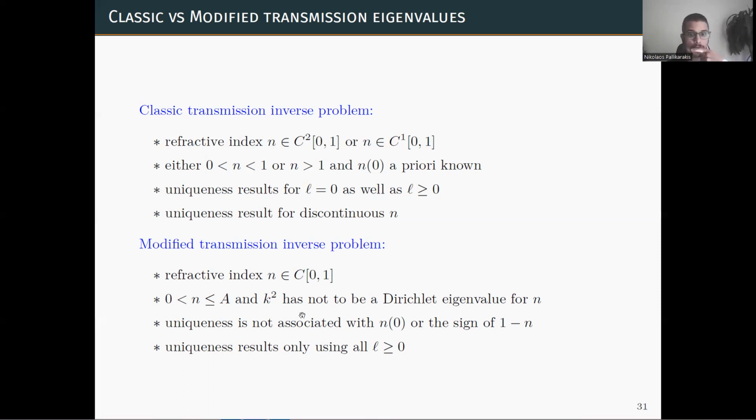Although uniqueness is not associated with the value at the origin, and this is really important, it's not associated with the sign of 1 minus n, which in the classic transmission problem has caused many problems in studying its properties. And so far, we checked that uniqueness holds only using all orders.